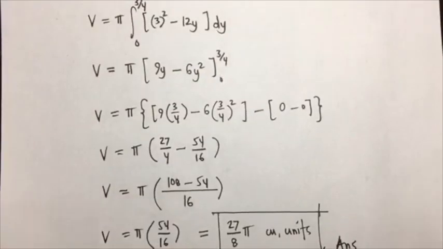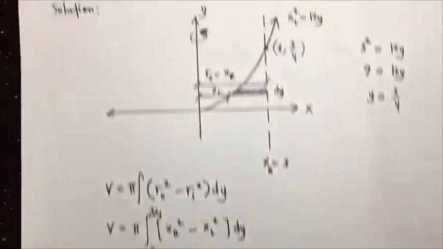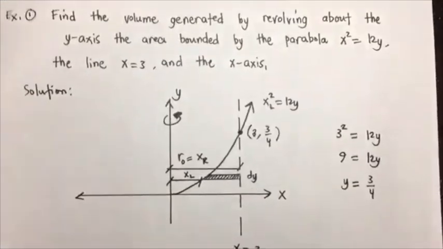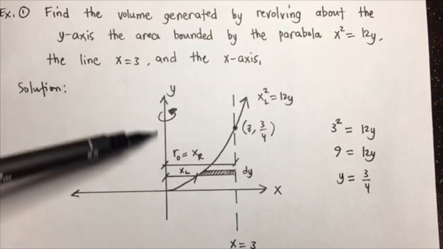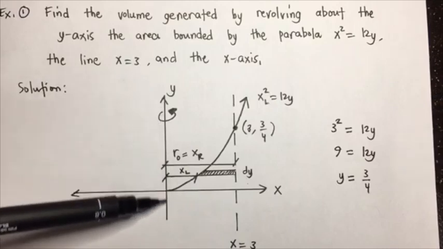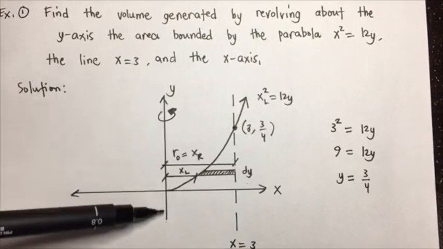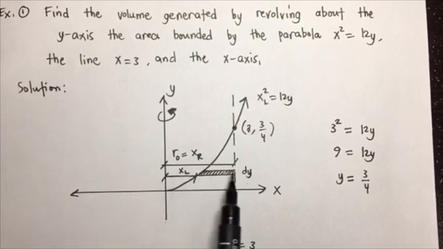Okay, so that's how you use the washer method. Again, the conditions are the strip must be perpendicular to the axis of revolution. So if the axis of revolution is vertical, then the strip should be horizontal.